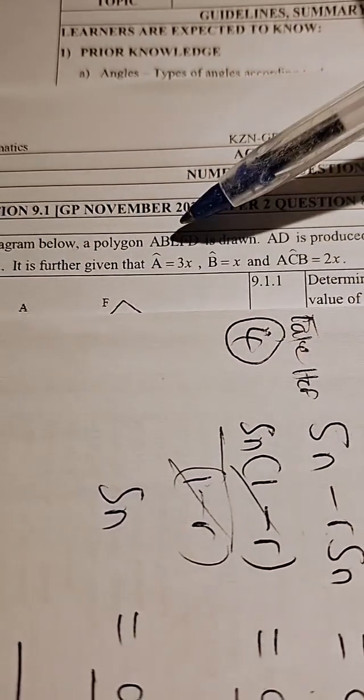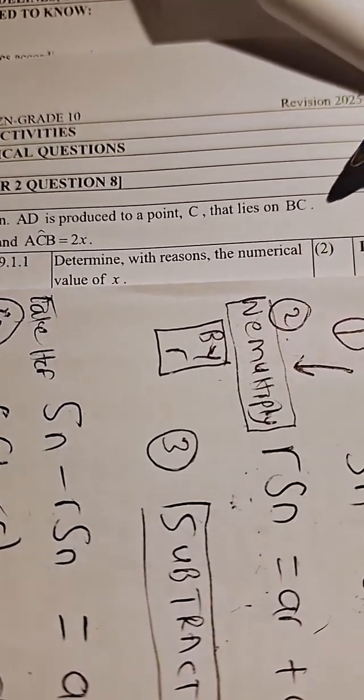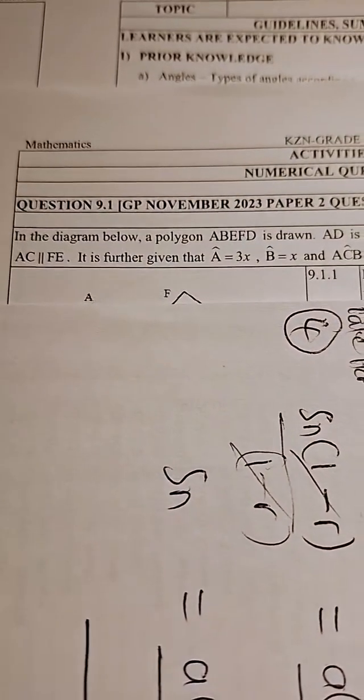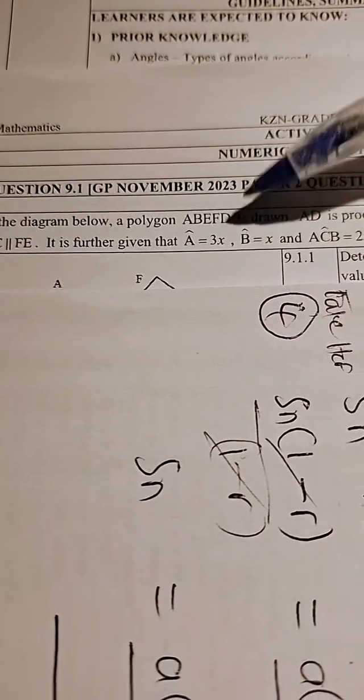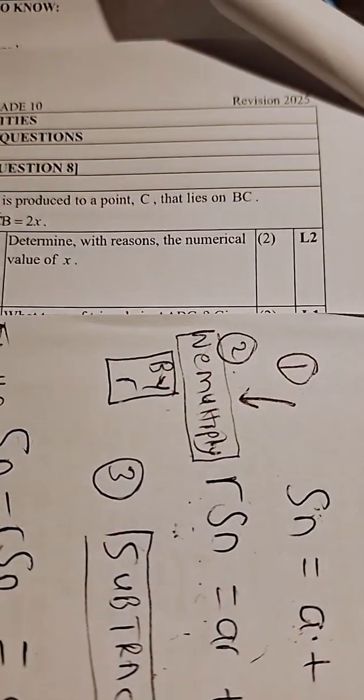In the diagram below, a polygon ABEFD is drawn. AD is produced to point C that lies on BC. AC is parallel to FE. It is further given that angle A is 3x, angle B is x, angle ACB is 2x. Determine with reasons the numerical value of x. Okay. Look at the level of questioning. It's a level 2 question.